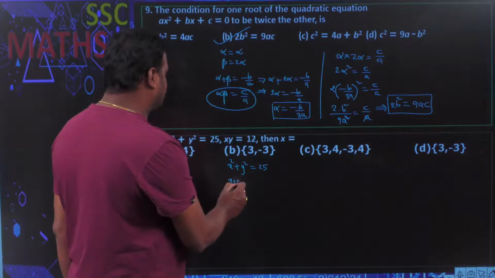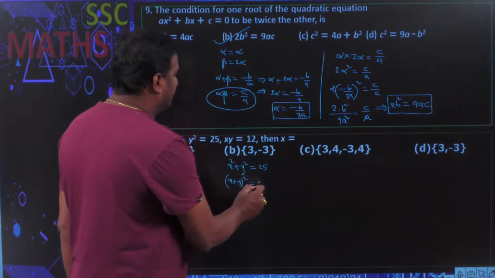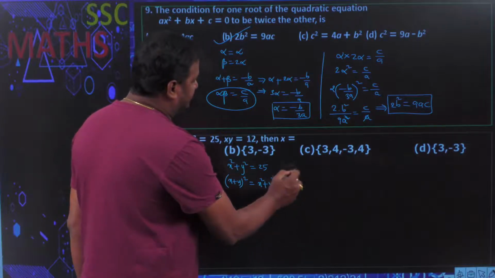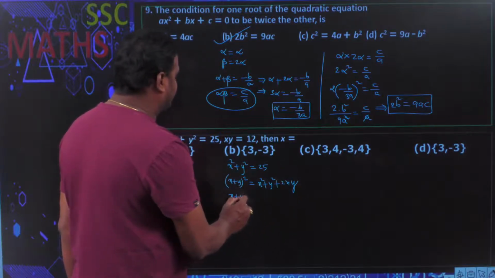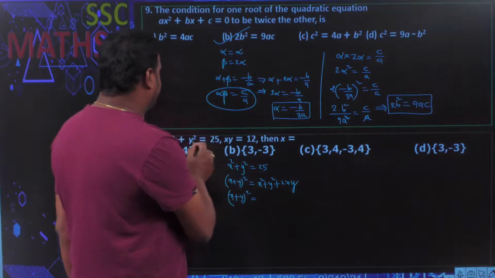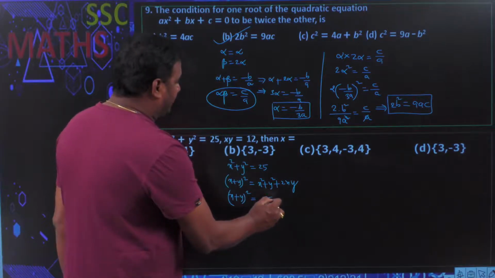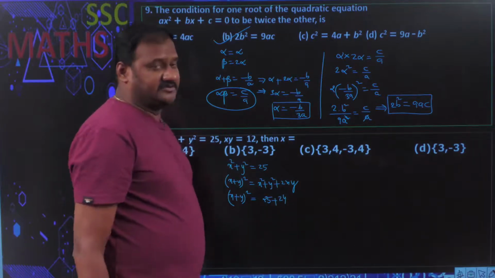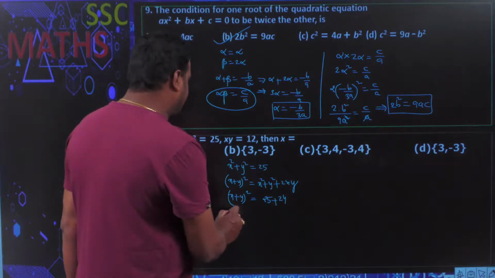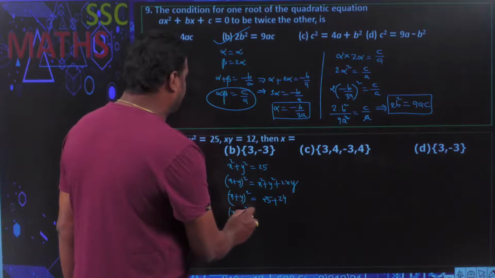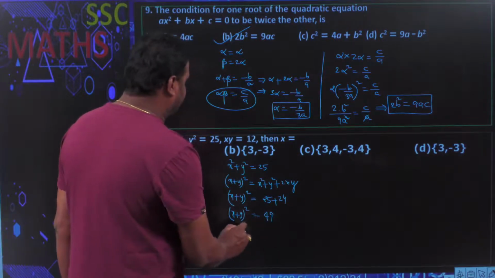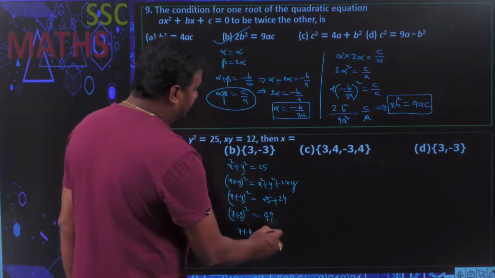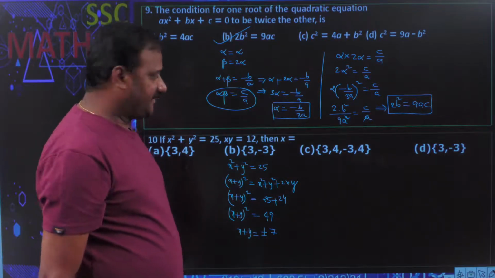x plus y whole square is equal to x square plus y square plus 2xy, right? So x plus y whole square is equal to x square plus y square, which is 25, plus 2 into xy, 2 into 12 is equal to 24. What is 25 plus 24? It is equal to 49. So x plus y whole square is equal to 49. Then what is the value of x plus y? x plus y is equal to plus or minus root 49. It is plus or minus 7. That is the value of x plus y.